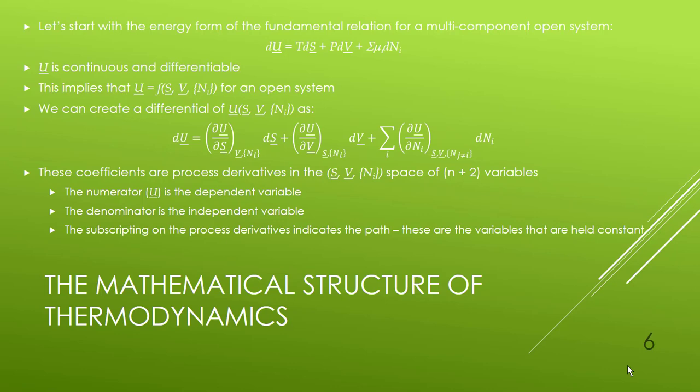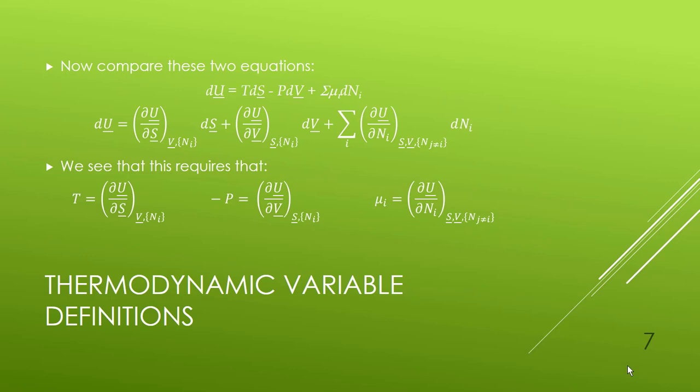Now these coefficients are process derivatives that are in the S, V, and N variable space. The numerator U is my dependent variable. Those denominators, so it varies. The first one is S, the second V, the last ones are N sub i. Those are my independent variables. When I put subscripts down here, that indicates the path. Those are the variables that need to be held constant.